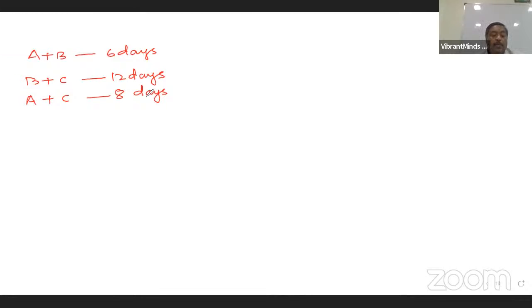If A, B, and C, all three, are working together, how long does it take for them to complete the task? Simply put, I have written: A, B, C will take how many days? Now see again, one of the best examples. 6, 12, 8. LCM will be 24.